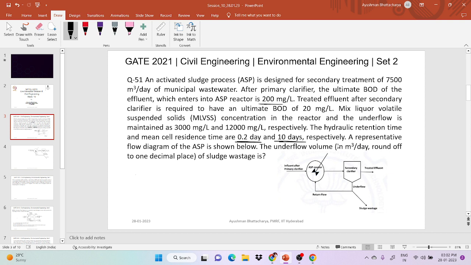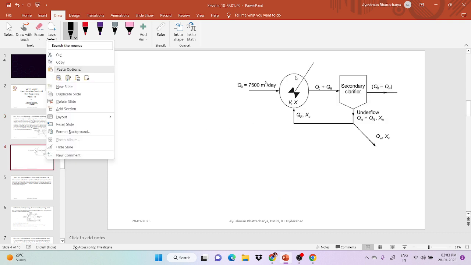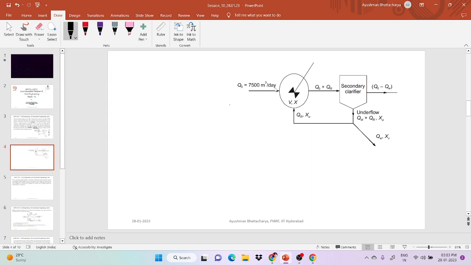A representative flow diagram of the ASP is shown below. The underflow volume of sludge wastage is asked. So in this question, they are asking about the underflow volume of the sludge wastage. Let's first see what is meant by underflow volume. This is the aeration tank, where complete mixing is happening. This is the secondary clarifier. So underflow is basically QW plus QR.